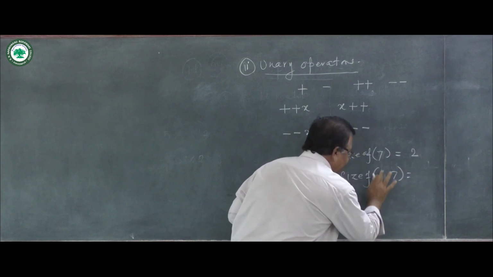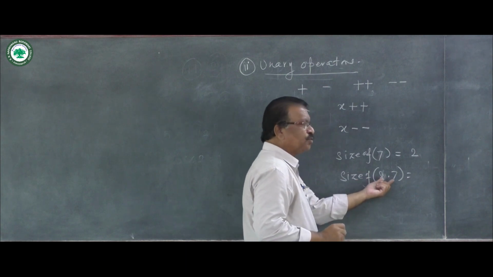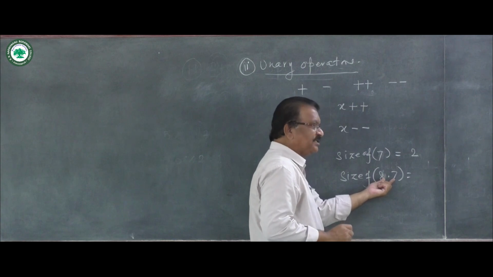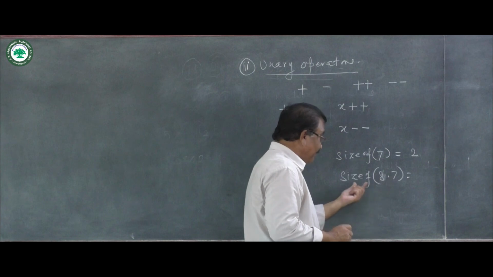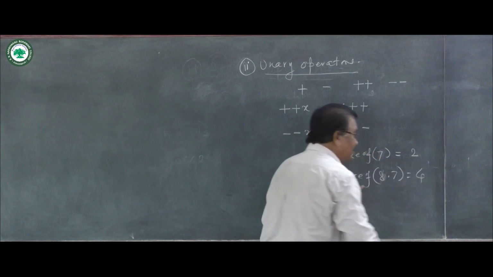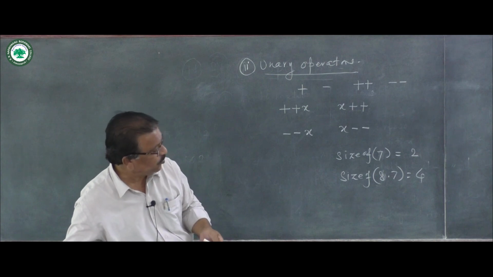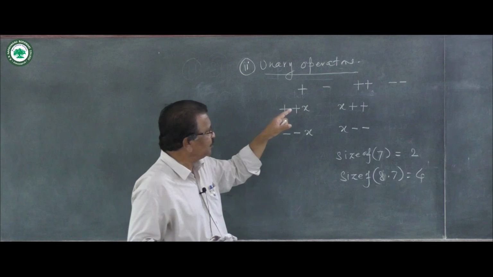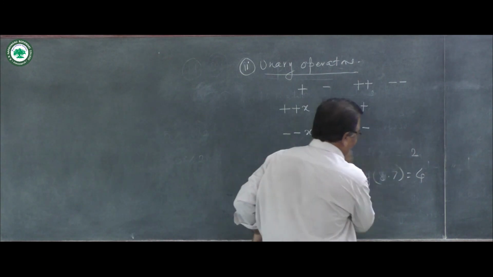Similarly, sizeof 4.7 or 8.7, being a float, to store a float we require 4 bytes, so it will return the size of this floating point number in bytes, and the answer will be 4 bytes. So this is the sizeof operator. So these are all unary operators: unary plus, unary minus, increment, decrement, and sizeof operator.